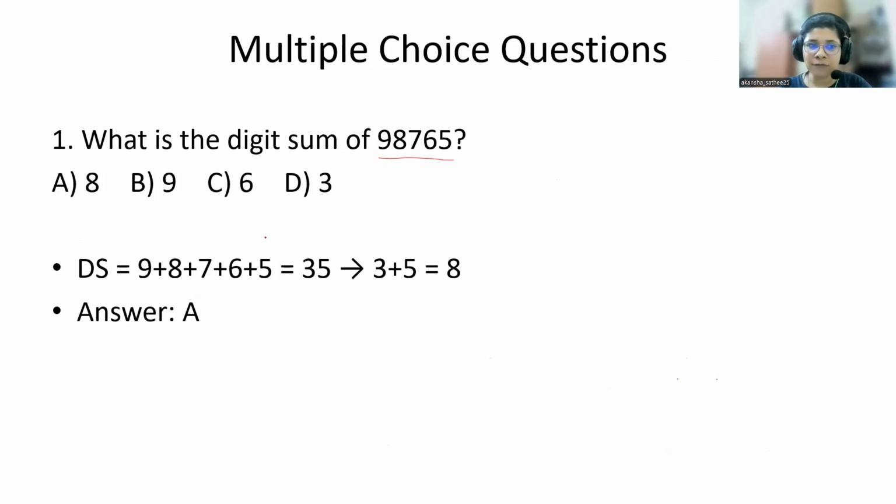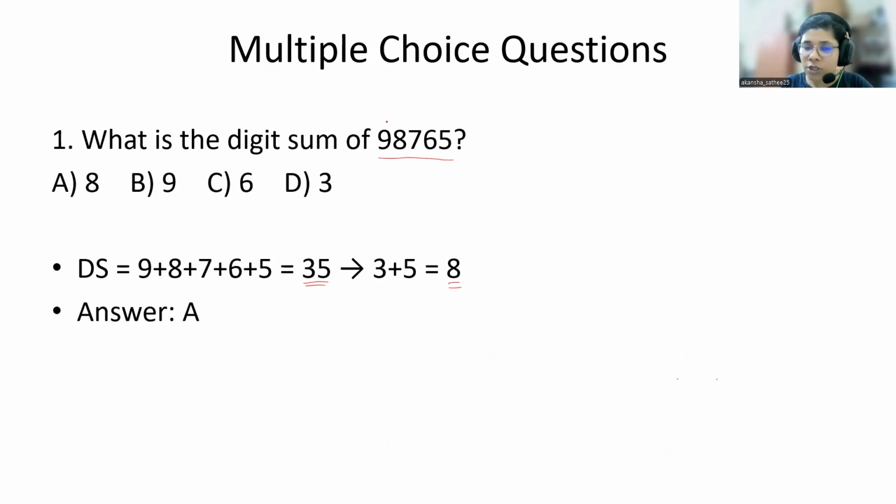So basically you have to compute the digit sum of this number. The digit sum is the sum of the digits. The digits are 9 plus 8 plus 7 plus 6 plus 5, which is equal to 35. Again, it is not a single digit, so you have to do the digit sum again. So 3 plus 5 is 8.